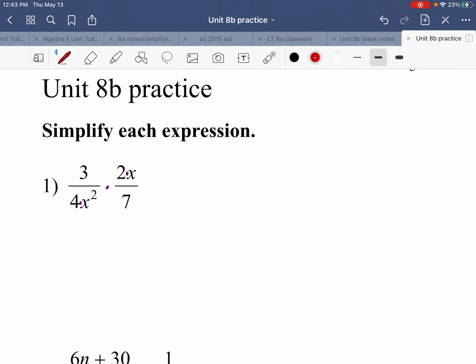So we look at each individual numerator. 3, is there a denominator that can simplify with it? No. The 2, the 4 can simplify with it, not the 7, but the 4. So that's 2 divided by 2 is 1. 4 divided by 2 is 2. All right, next we look at the x. Is there an x in the denominator? Yes, there is. It's x squared.